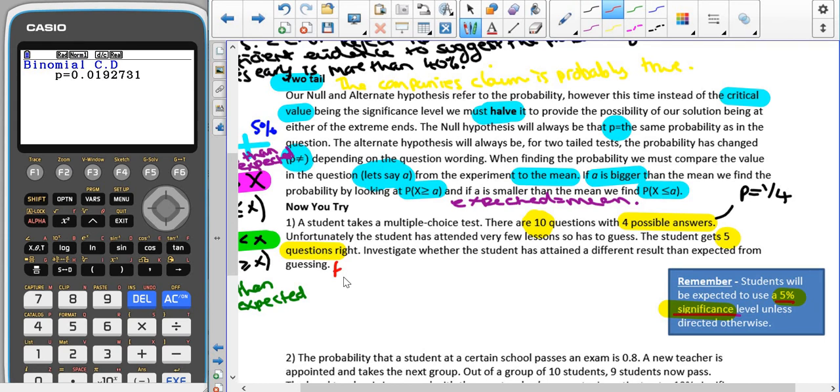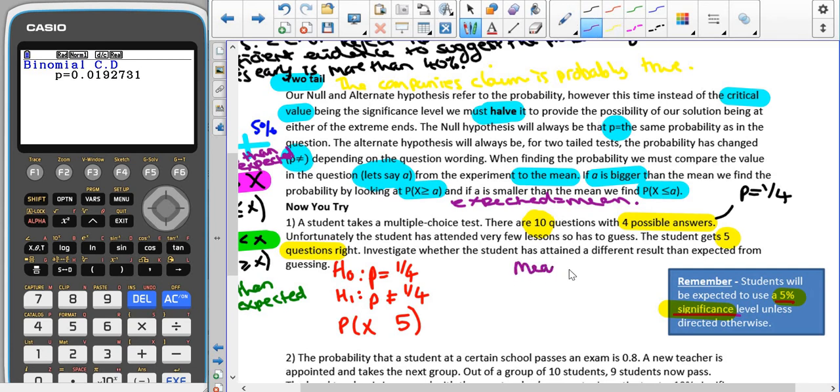So our H0 is going to be that p equals a quarter. And our H1, well, we're not seeing if they've done better or worse than expected. We're just having a look if they've got different. So we're looking at p not equal to 1/4. Now, we don't know if we're looking at the probability of x being less than or equal to or greater than or equal to 5. We have to have a look at our mean.